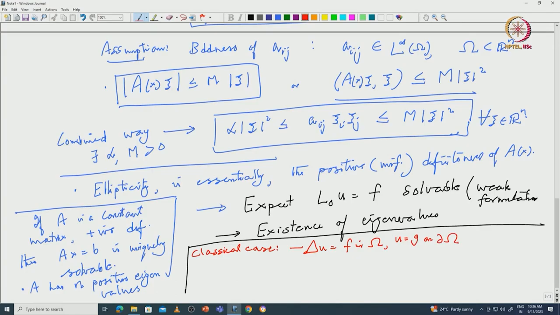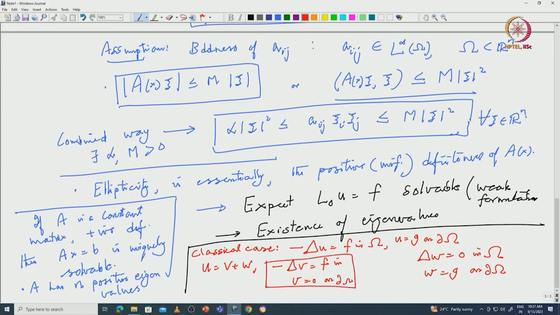You can indeed divide u into two parts, v plus w, with minus Laplacian of v equal to f in omega and v equal to 0 on the boundary, and then minus Laplacian of w equal to 0 in omega and w equal to g on the boundary. The remark I want to make is that, as far as this equation is concerned, this is the study of potential theory.